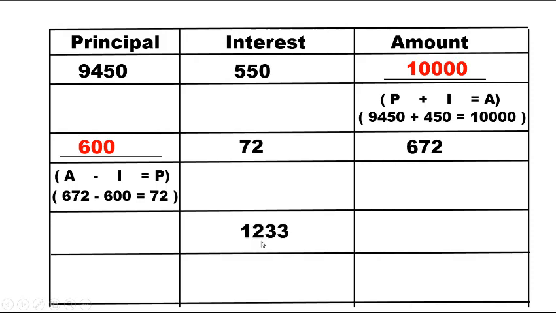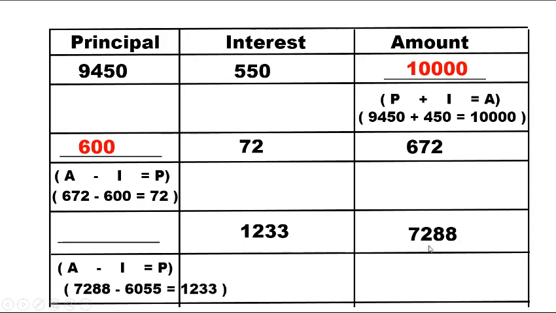Then 1233 is the interest. 7288 is the amount. Then what is the principal? Amount minus interest is equal to principal. Amount is 7288 minus 1233 is equal to 6055 rupees. So answer is 6055 rupees.